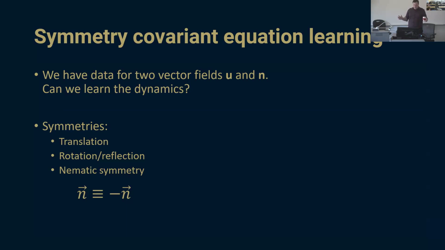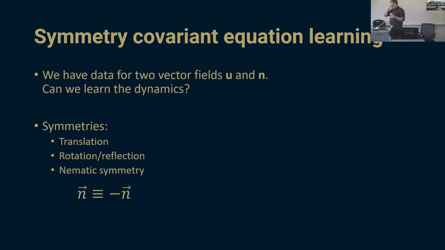We have two vector fields U and N. Can we learn all of the governing equations? Can we learn the PDEs that describe what they do, how they interact? Just remember, N is the direction of the fibers, U is the flow velocity. And we want to do this in a way respecting the symmetries. I didn't get to talk, just because of time, too much about how to enforce symmetries directly. There's a whole field of group equivariant neural networks, which, for instance, directly enforce your symmetries.